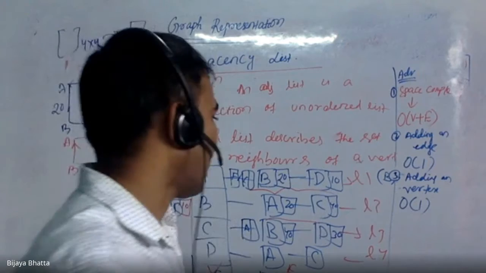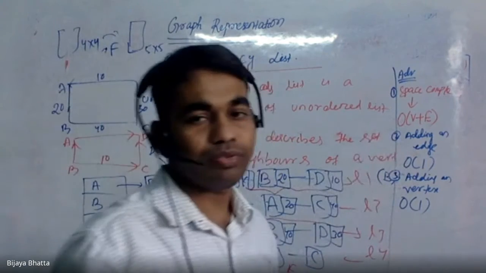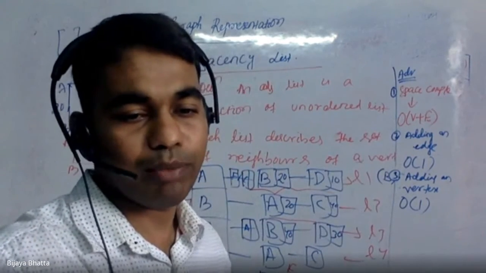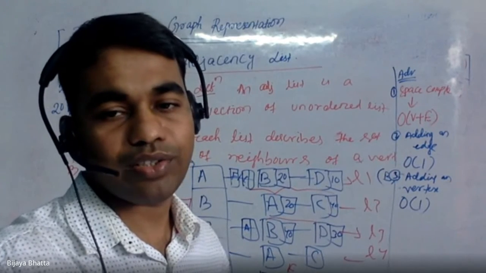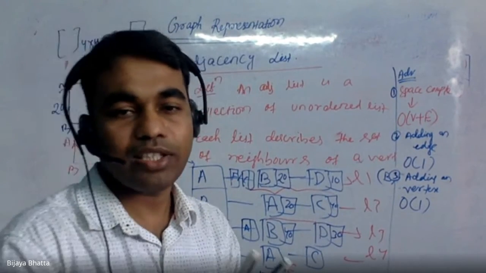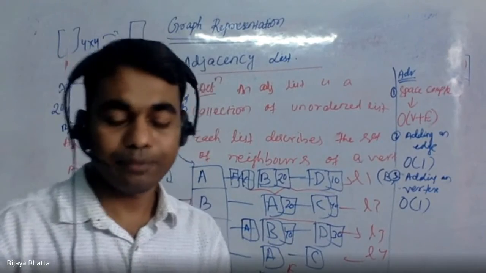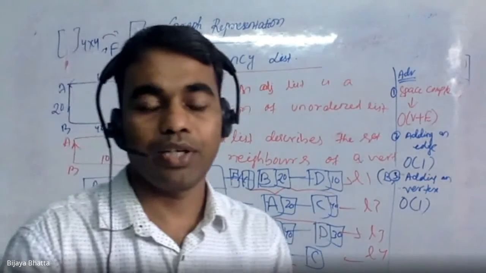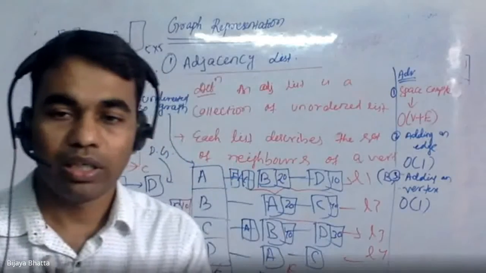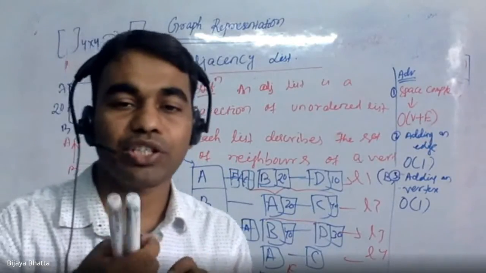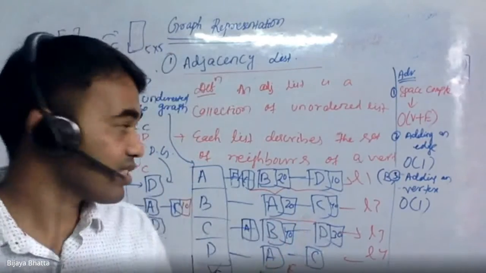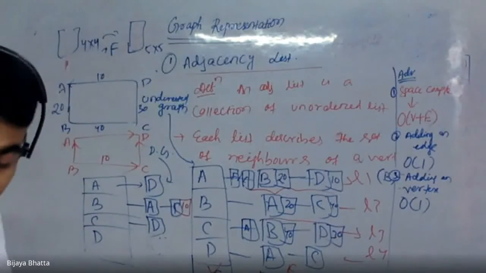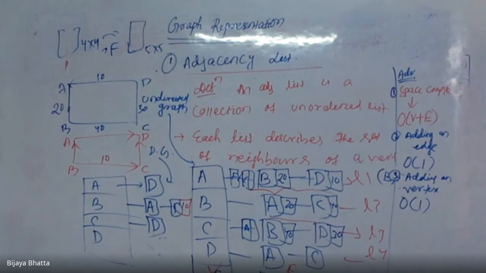So these are some advantages of this adjacency list. But there are still some disadvantages also. If we query, if I ask one question, whether there exists an edge from vertex u to v, in case of adjacency matrix it was order of one, right?